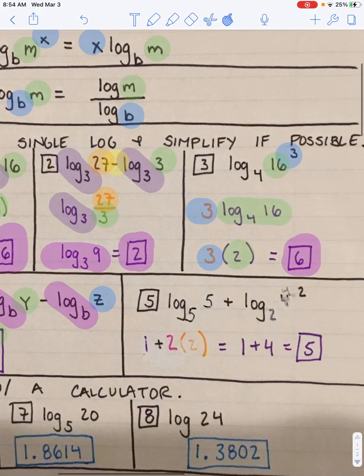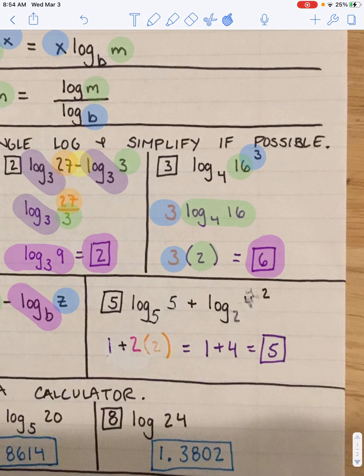And for our last example using these three properties, we have log base 5 of 5 plus log base 2 of 4 squared. So we're going to go ahead and do a few things here. First of all, this first function, log base 5 of 5, means 5 raised to what power gives you 5? Well, that's just going to be the first power. So we're just going to change that down to 1.